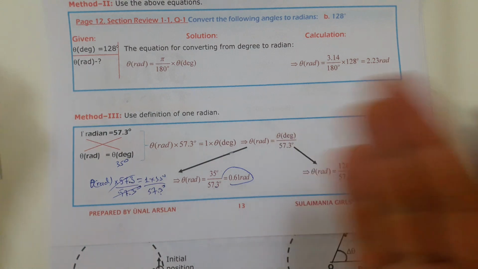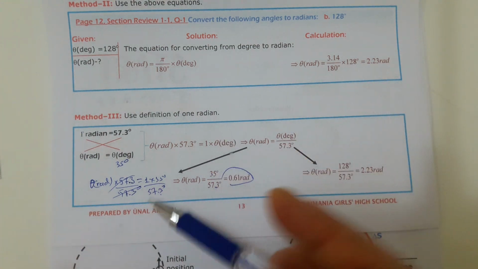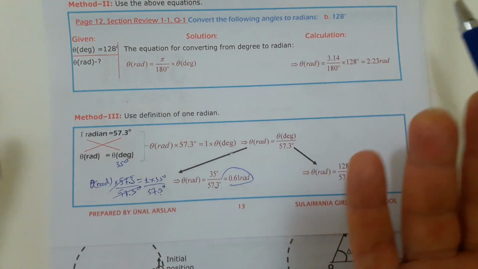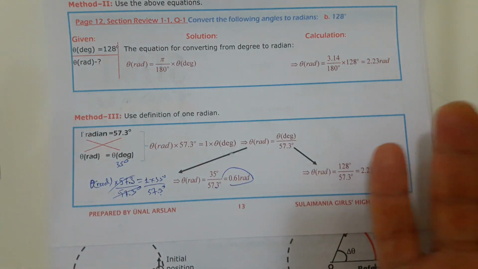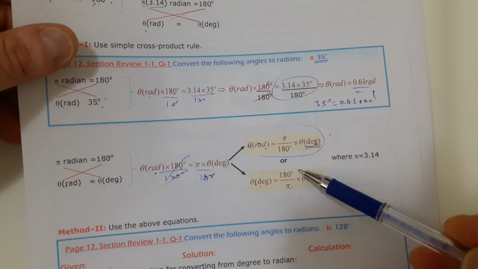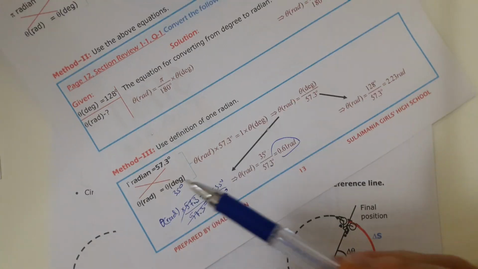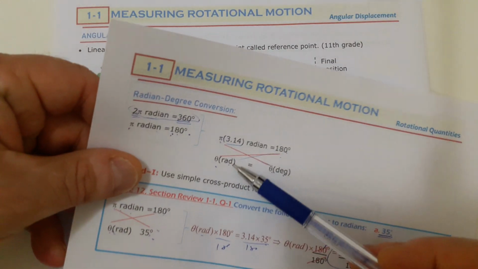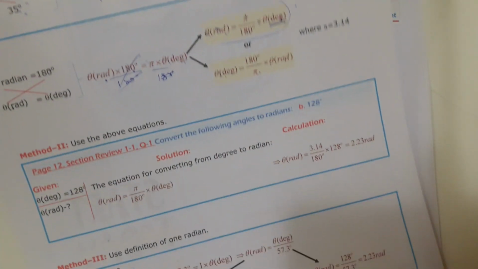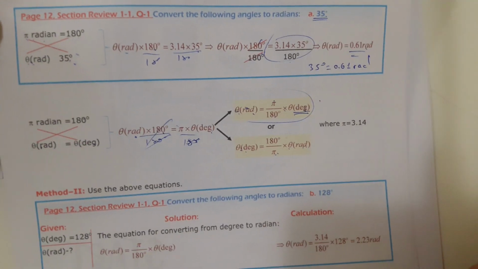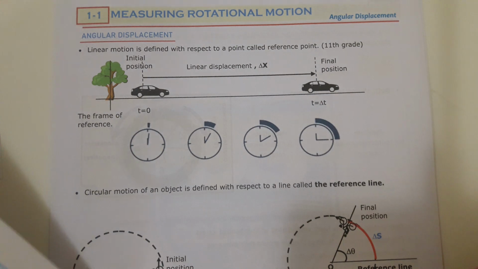So it's up to you which method. In fact, converting radian to degree or degree to radian is a kind of cross multiplication. It's so simple. But sometimes some students like to use the equations, some use the definitions, and some simply use cross product. It's up to you which one is best for you. Find it and do it.